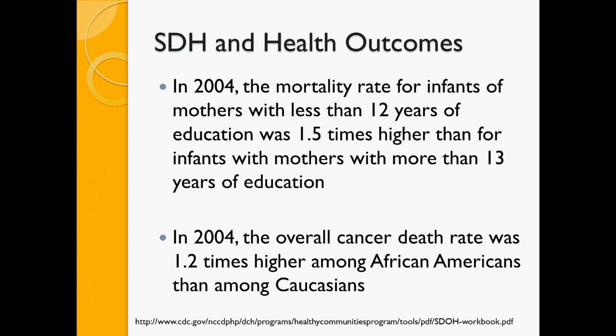And here's just a couple data points that kind of helps drive home how these social determinants of health can really affect health outcomes. And the first one is looking at mortality rates for infants of moms that don't have their high school diploma, they don't have that degree, and they were 1.5 times higher risk for having infants that died than mothers that had more education. So the infant mortality rate's a lot higher. And then if we look at cancer death rates, it's 1.2 times higher among African Americans than among Caucasians. So whenever you look at health topics and you drill down to look at race and ethnicity or genders, education and poverty, there are these differences that we see.